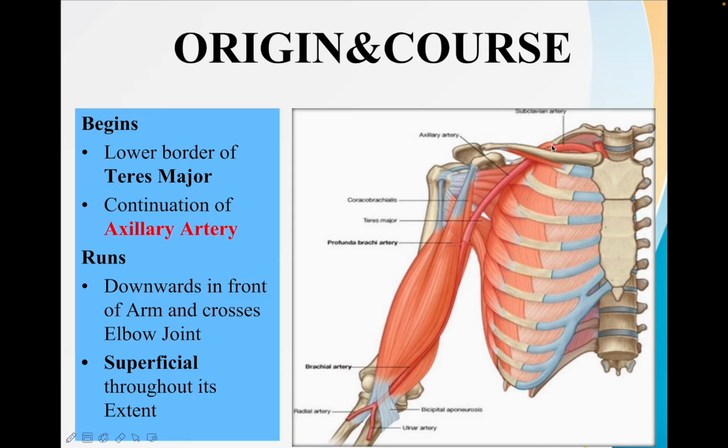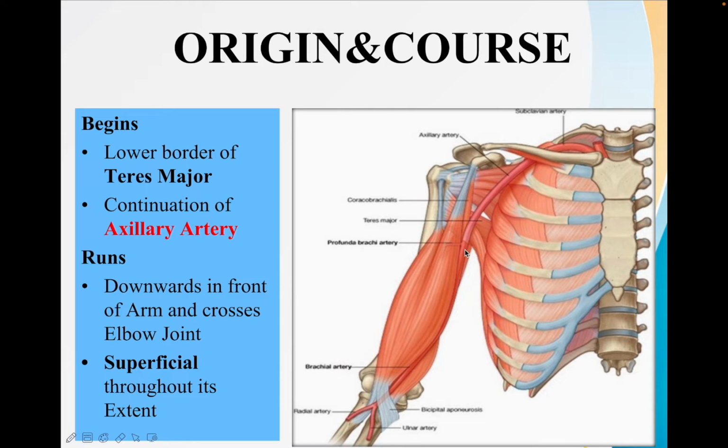So this is the subclavian artery. It comes down into the axilla and becomes the axillary artery, and as the axillary artery reaches the lower border of the teres major muscle, it becomes the brachial artery. Teres major is a muscle coming from the dorsal aspect of the scapula to the humerus, in such a manner that it becomes related with the brachial artery. So the brachial artery begins at the lower border of the teres major muscle.